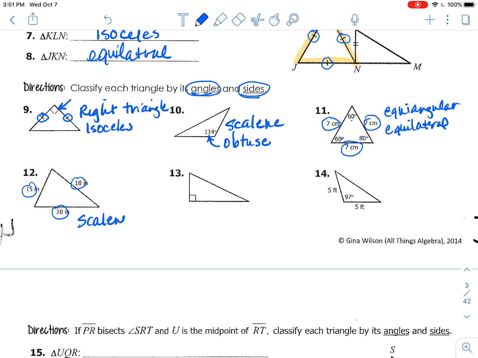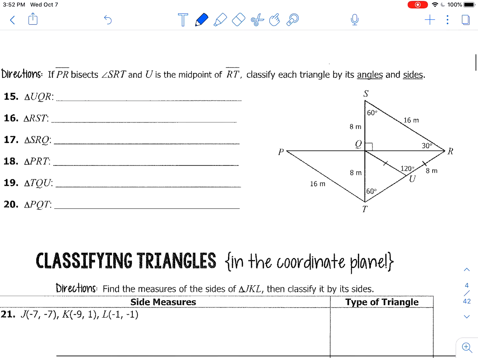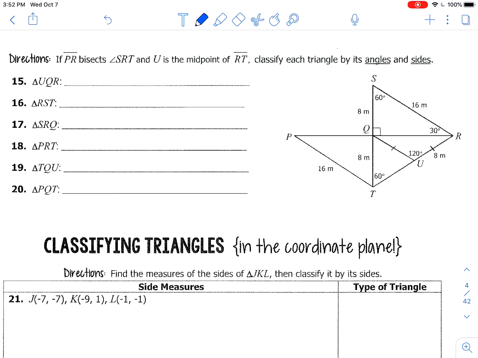In number 12, let's see, we have a 15, an 18, and a 20. This is a scalene. All three sides are different. And if we're looking at these angles, these are all acute angles. They are less than 90. In 13, we have a right scalene. And in 14, well, that's an obtuse angle, greater than 90. But two of our sides are congruent, so this is isosceles.